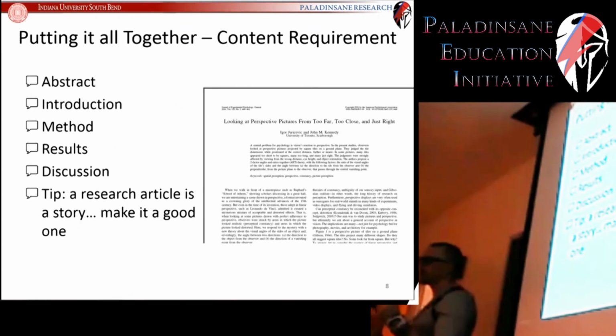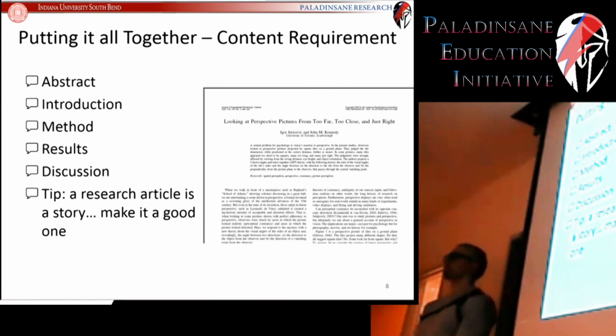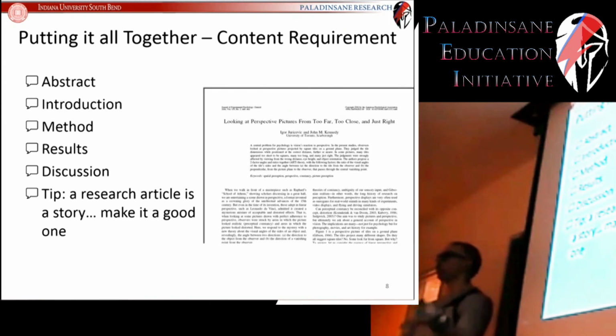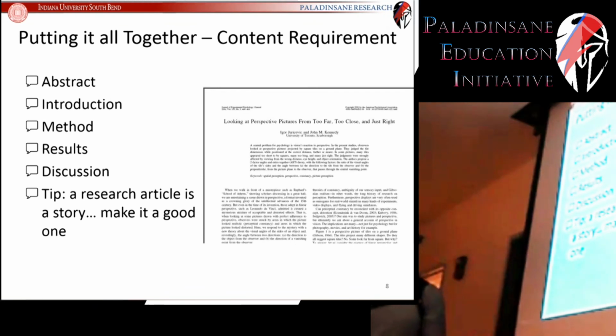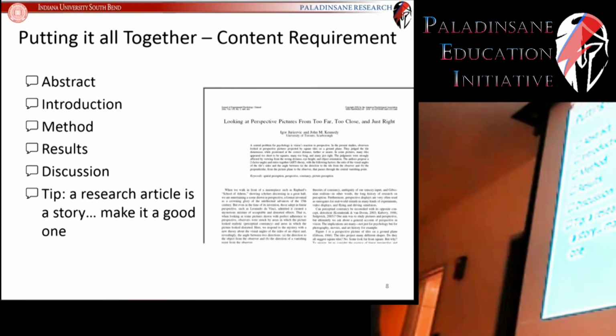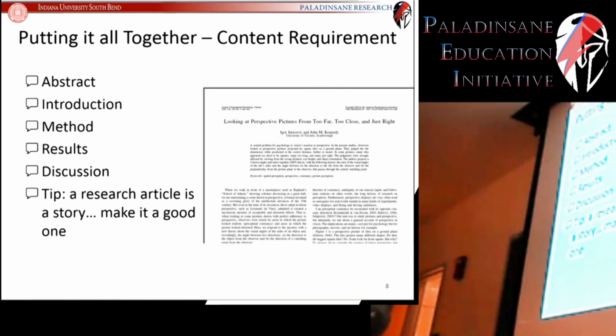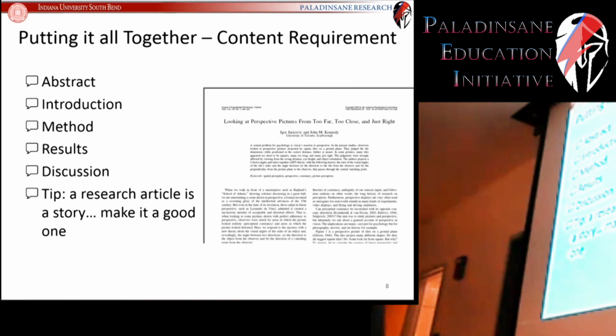So when we're finally compiling this entire research paper into one Word document, we're going to have the 4 major sections that you wrote. We're going to have an abstract as a summary, an introduction, and then some additional parts. But the one thing to remember is your research article is a story. Make sure that it's a good one.